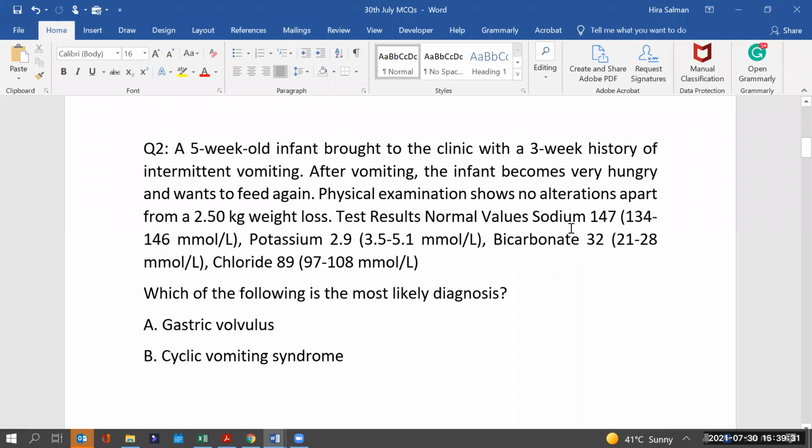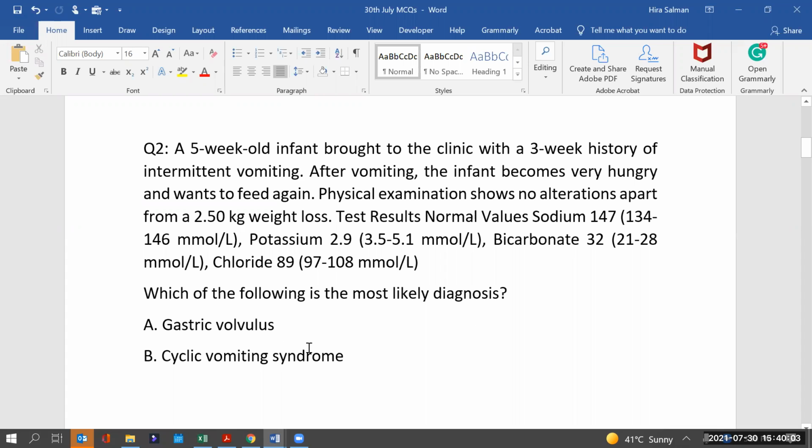Now, the test result shows sodium 147. So sodium is high. Potassium 2.9, potassium is low. The normal range is 3.5 to 5.1. Bicarb is okay, on the little higher side. Chloride is low. So whenever there is hypochloremia, like chloride is less, there is hypokalemia, potassium is less. And because of the aldosterone, sodium is going to be retained more inside the blood. You will see hypernatremia, and vomiting history is there. So which of the following is the most likely diagnosis?